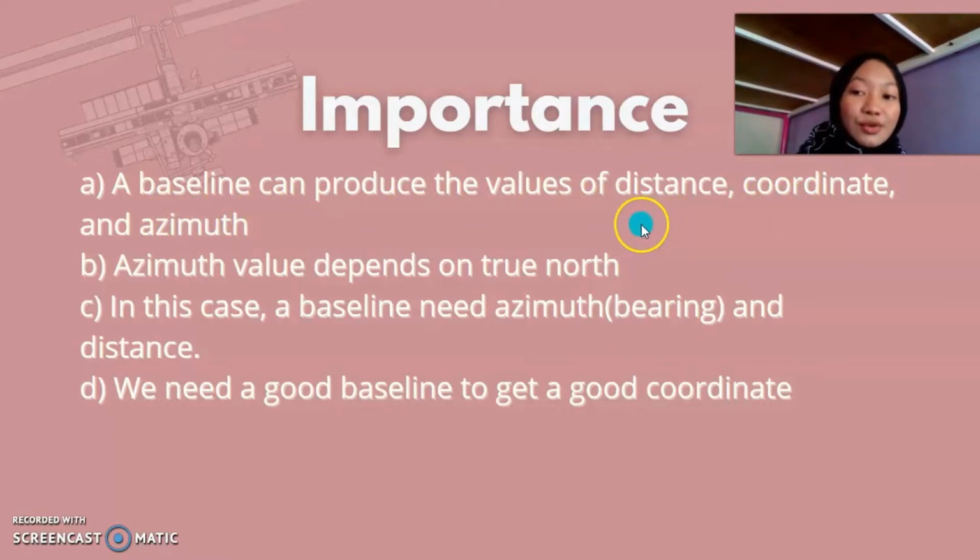We also need to know the difference between azimuth and bearing. Basically, azimuth is a value that depends on true north, while bearing is the angle that starts from north to our point. In this case, a baseline needs bearing and distance. To get a good coordinate, we must have a good baseline, because we need a good bearing and distance. Therefore, this process is important in order to get a good coordinate.